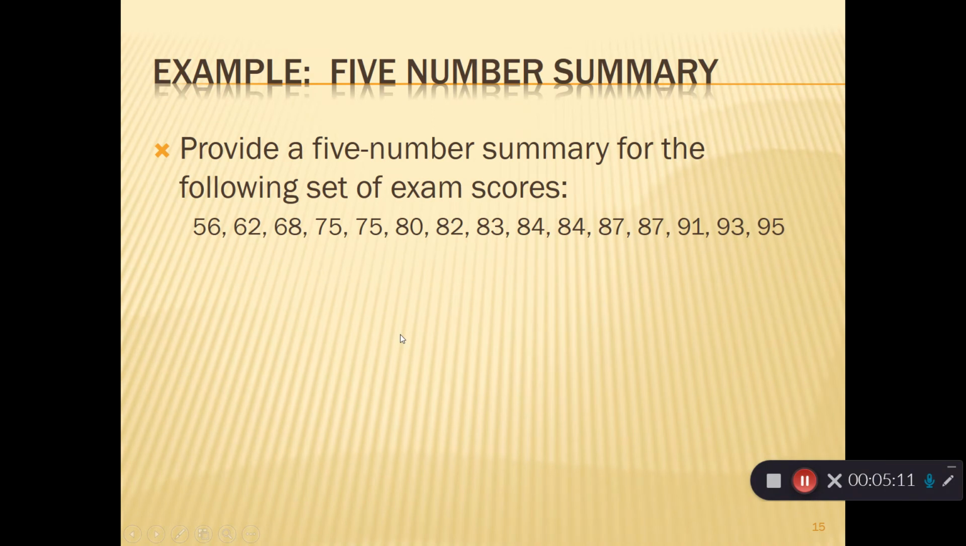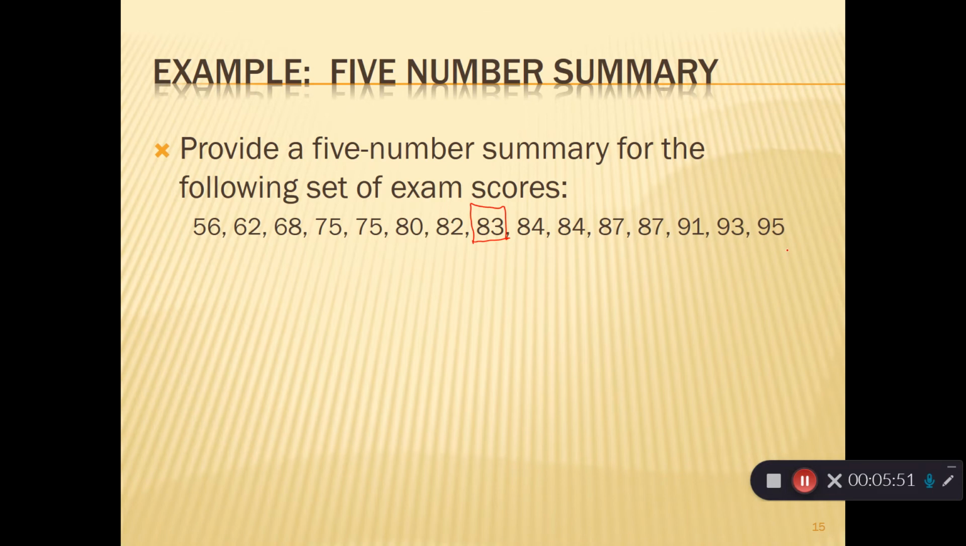Let's look at an example. I want to get the 5-number summary for this data set. So the first thing that I would do is arrange this data set in increasing order. And I've already done that here. Now I've got 1, 2, 3, 4, 5, 6, 7, 8, 9, 10, 11, 12, 13, 14, 15 data values. So my 8th data value is the median. Why is that? Because that leaves 7 on the left and 7 on the right. So that's my middle data value.